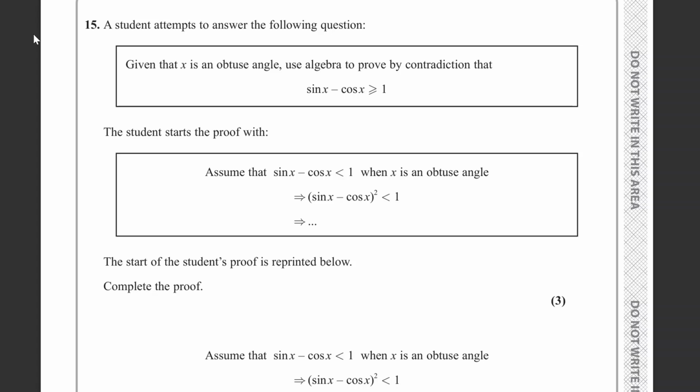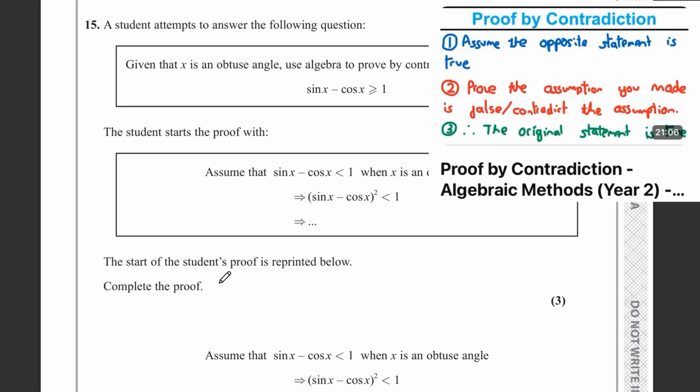Okay, so for the final question, question 15, we're told a student attempts to answer the following question, that given that x is an obtuse angle, use algebra to prove by contradiction that sin x minus cos x is bigger than or equal to 1. And the student starts the proof by assuming the opposite, so this sin x minus cos x is less than 1, because they've assumed the opposite here, and then they've squared both sides, so they've got sin x minus cos x squared is less than 1, and then for 3 marks we just need to complete this proof.